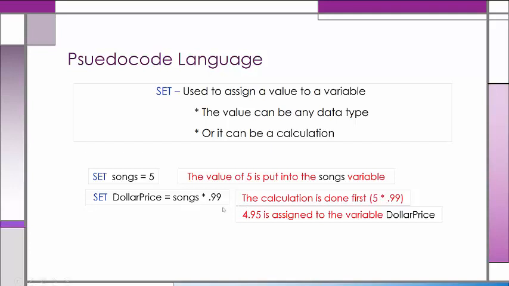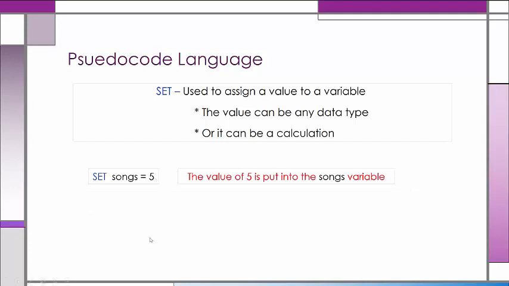So the calculation is done first: 5, because that's the value that's in songs, times 99. Once that calculation is done, it turns out to be $4.95. That calculation is then put into this variable. So set is a way to put a value into our variable, whether it's from a calculation or one that we give it directly as a specific value. That's what I'm trying to say.